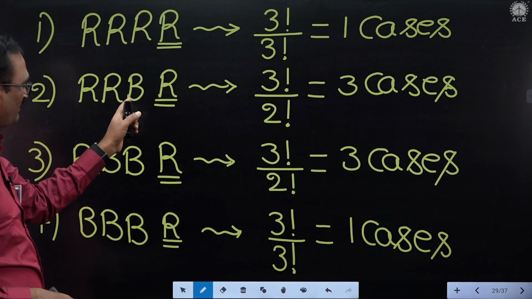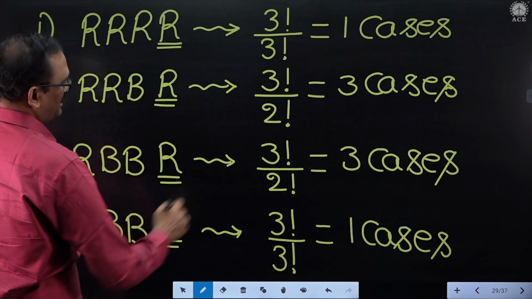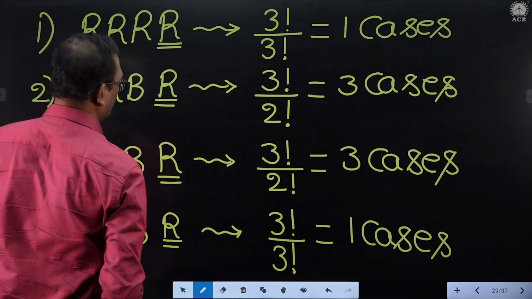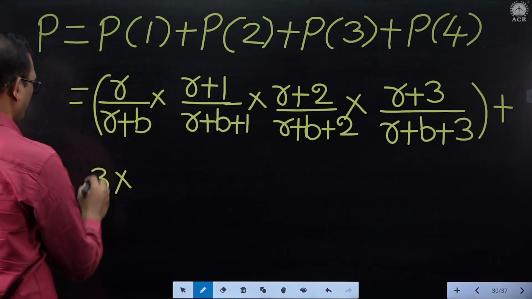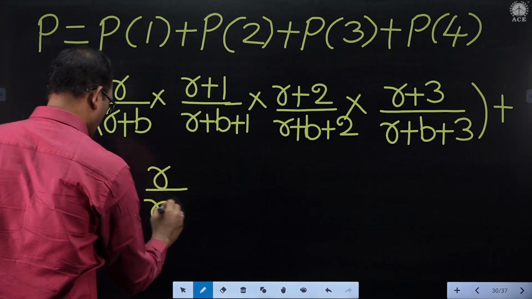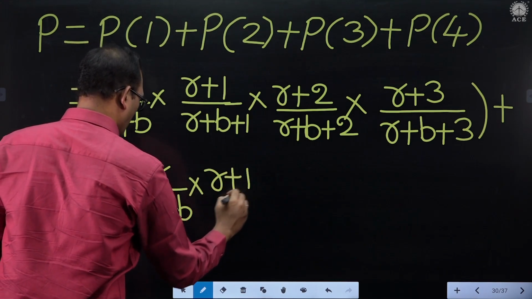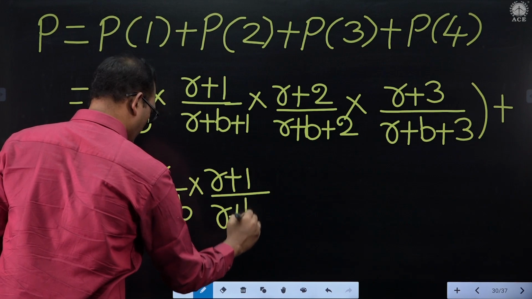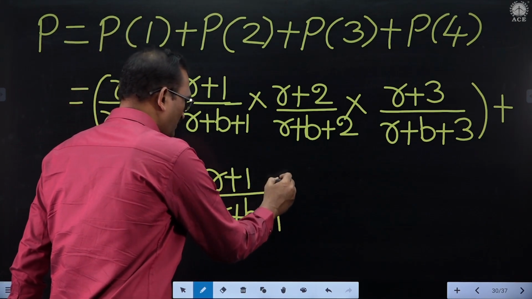2 reds, 1 black, 1 red, 2 reds. So here it was repeated 3 times. So I can write 3 into: first is red, r by r plus b; second is red, then it is r plus 1 by r plus b plus 1. Third is black. Now total number of balls.